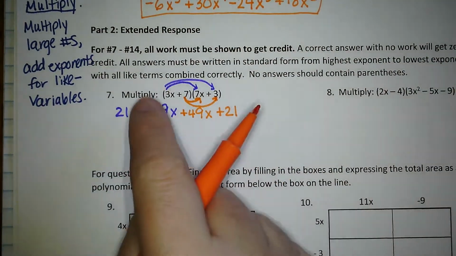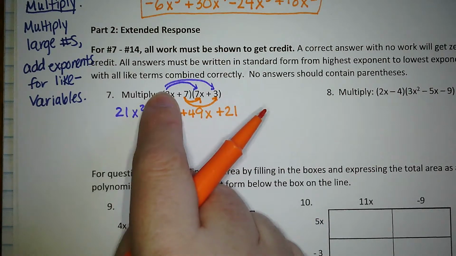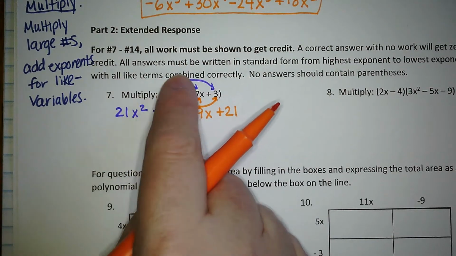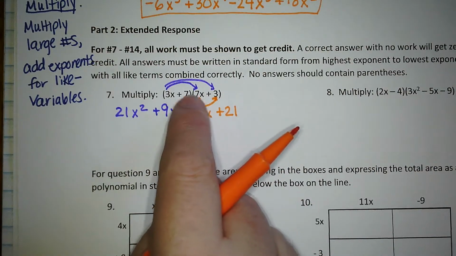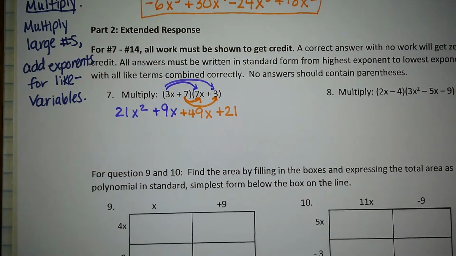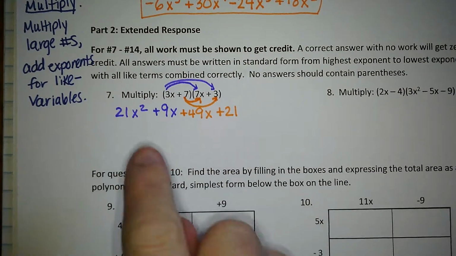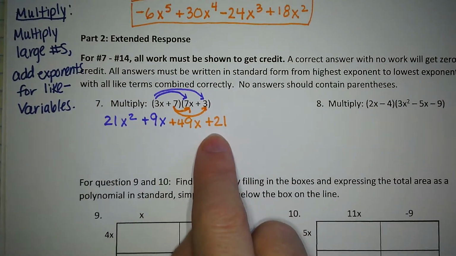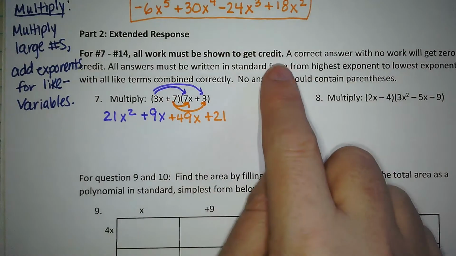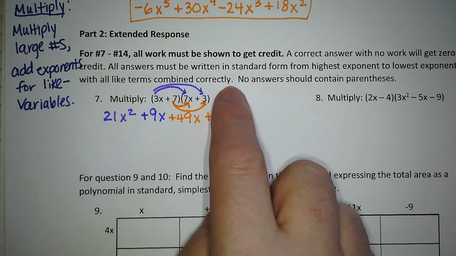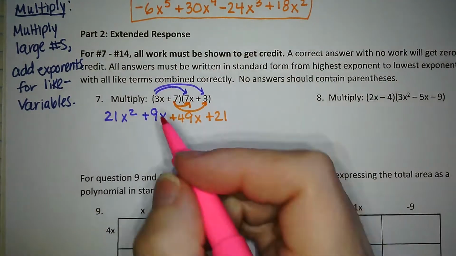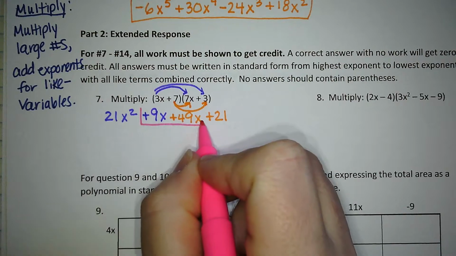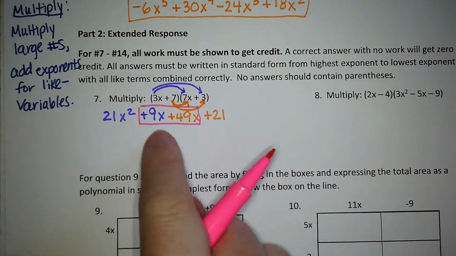Now keep in mind that what I did was I took the 3x from our first polynomial and distributed it to our second parenthesis. Then I took my positive 7 and I distributed it to our second parenthesis. So that's how I got all of these terms. But here's the thing. It says that your answers have to be written in standard form with all like terms combined. And we still have like terms to combine.